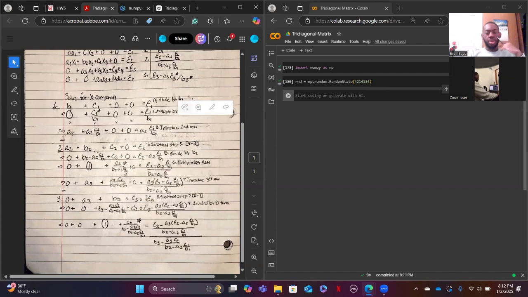Introduced that with our epsilon 3. Subtracted our step 7 from our step 8, so we just subtracted the step above. We got 0 plus 0 plus B3 minus A3 C2 divided by B2 minus A2 times C1 divided by B1, plus C3, is equal to the epsilon 3.